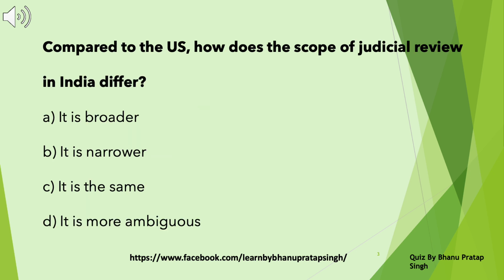Compared to the US, how does the scope of judicial review in India differ? A. It is broader. B. It is narrower. C. It is the same. D. It is more ambiguous. Choose the correct answer. Answer B. It is narrower.